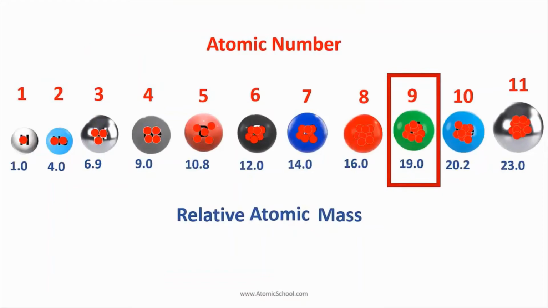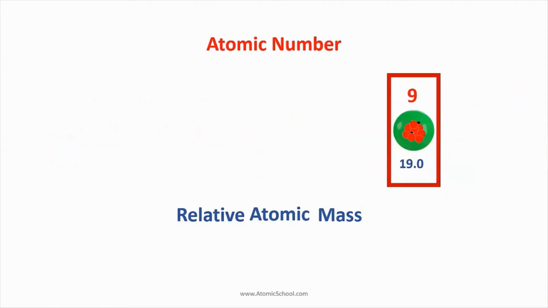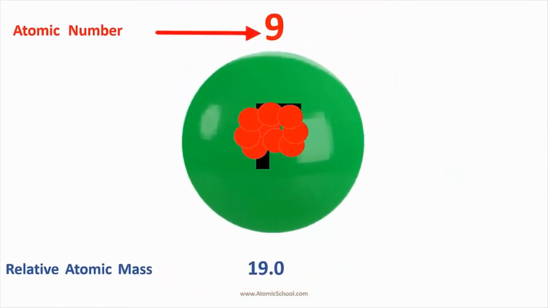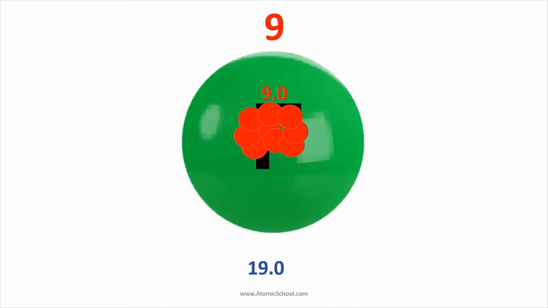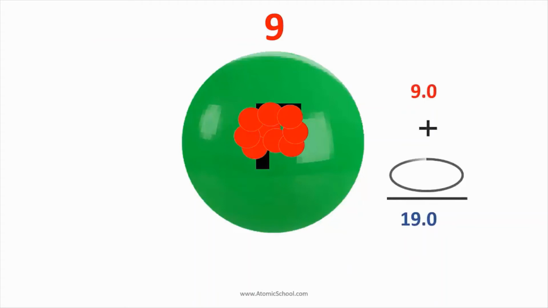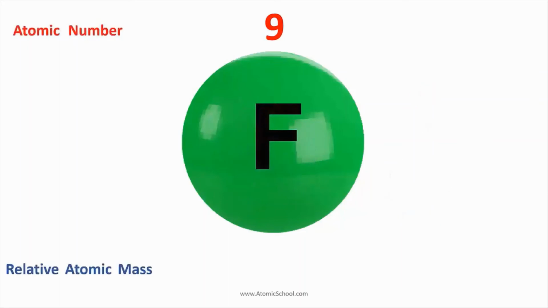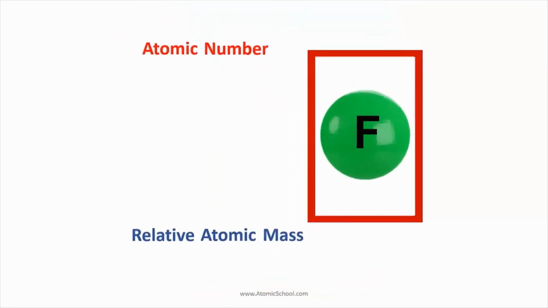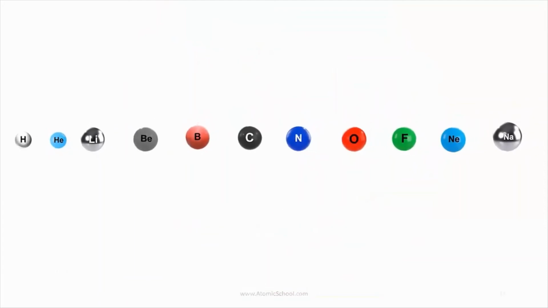How about fluorine, atomic number 9? It's got 9 protons in its nucleus, and its total mass is 19. So it must have 10 neutrons in its nucleus. How about some heavier elements?